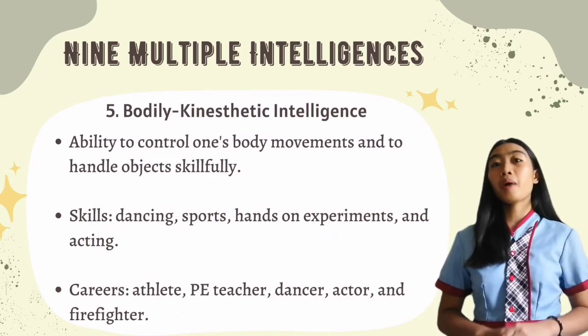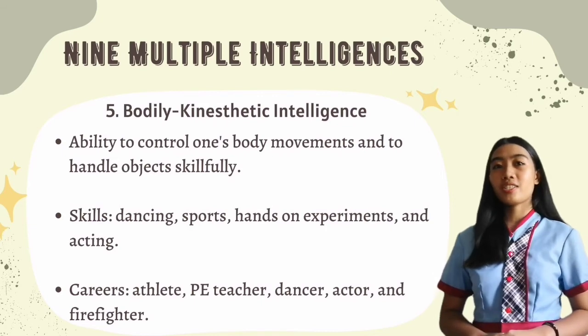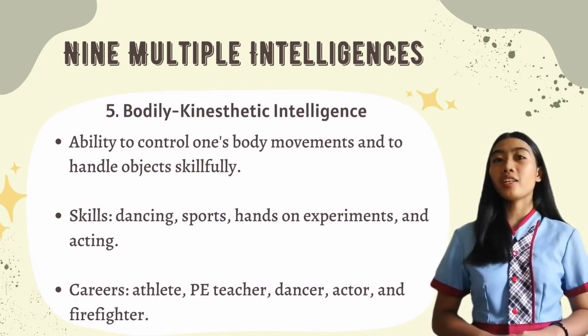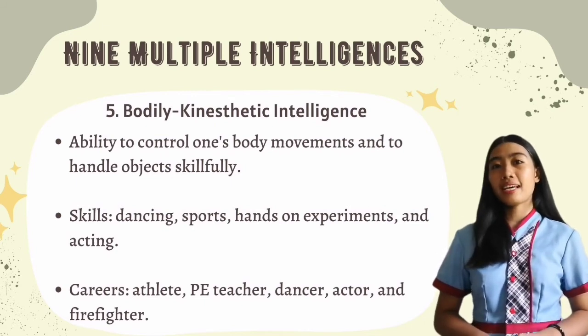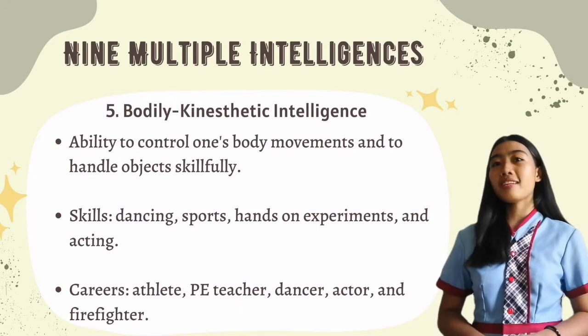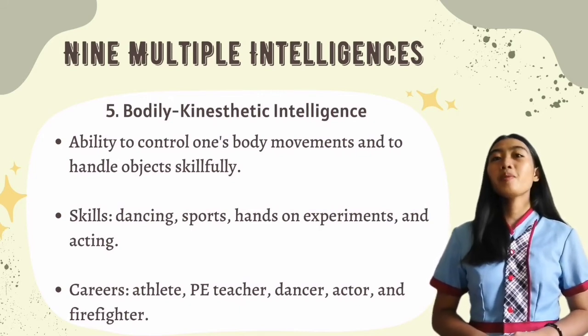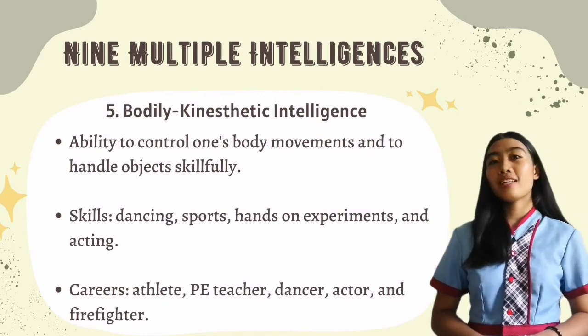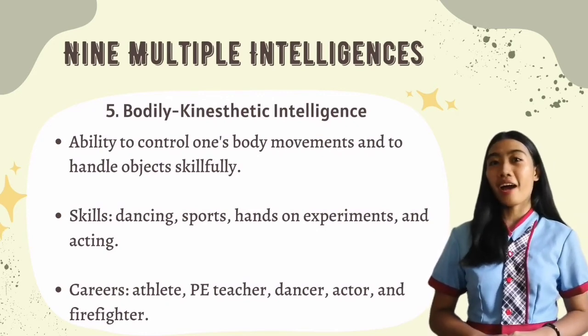Number 5 is bodily kinesthetic intelligence. It is the ability to control one's body movements and to handle objects skillfully and possess skills such as dancing, sports, hands-on experiments, and acting. People with this intelligence can be an athlete, PE teacher, dancer, actor, and firefighter.